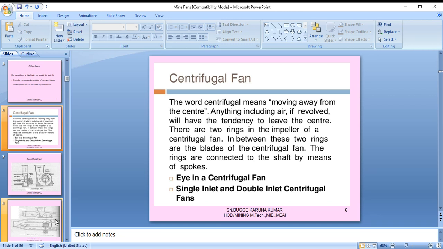There are two rings in the wheel of a centrifugal fan. In between these two rings are the blades of the centrifugal fan. The rings are connected to the shaft by means of spokes. Even in the centrifugal fan, a single inlet or a double inlet centrifugal fan will be used, depending upon our capacity or pressure requirement.